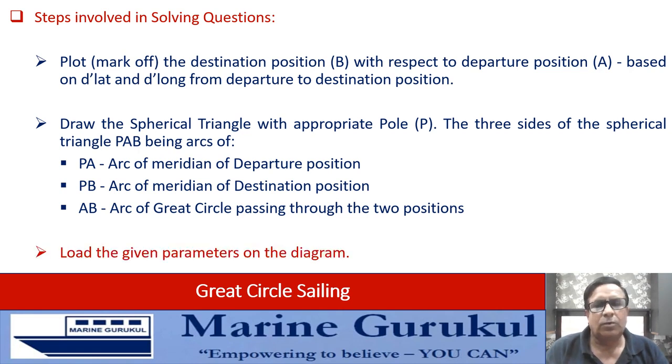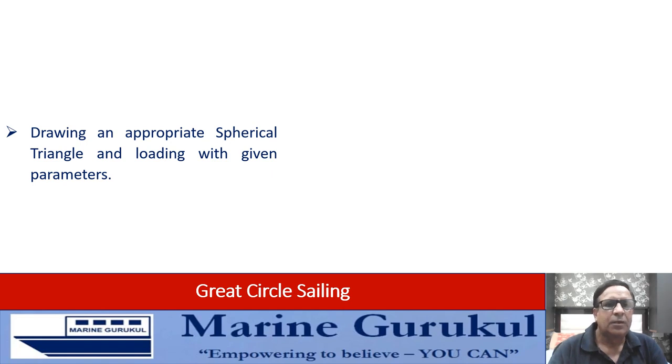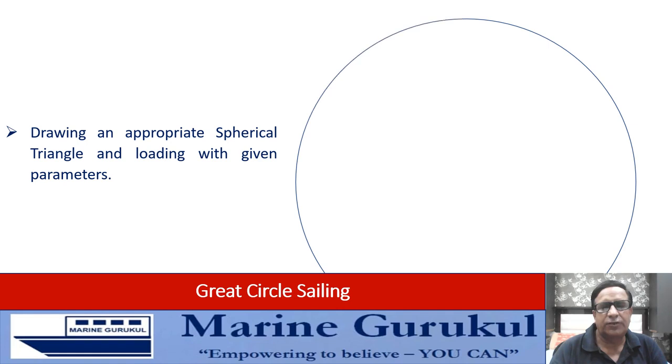Now we have to load these parameters as we calculate onto the diagram or the triangle that has been made. Drawing an appropriate spherical triangle and loading it with given parameters can be seen in this small illustration. We have the sphere of the earth. We have the equator of the earth showing up. If I have this as the equator, I have the north pole, I have the south pole marked.